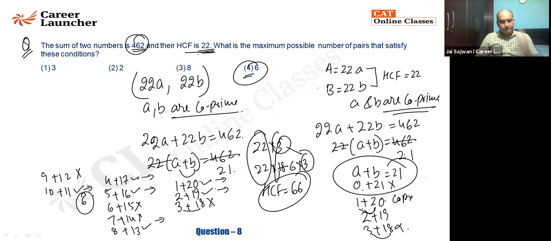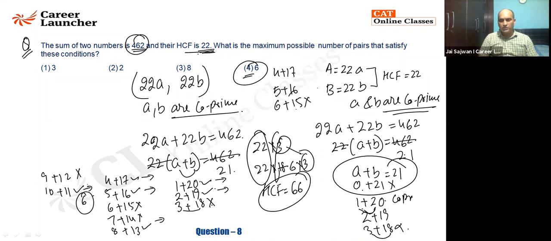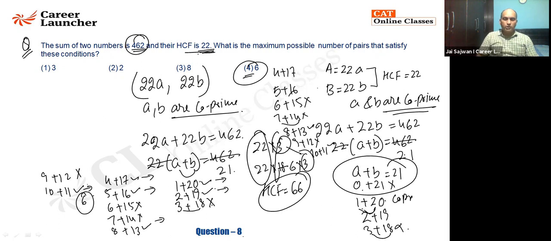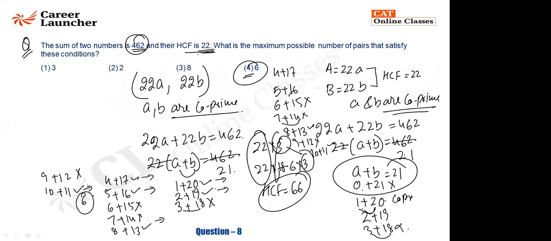Okay, Yanika. Thank you. Now, after that, I can also take other numbers: 4 plus 17, 5 plus 16. Then I can take 6 plus 15; again, 3 is common. 7 plus 14; 7 is common between them. 8 plus 13, yes. 9 plus 12, no. 10 plus 11, yes. So you just need to count these values. That's it. Is it clear?